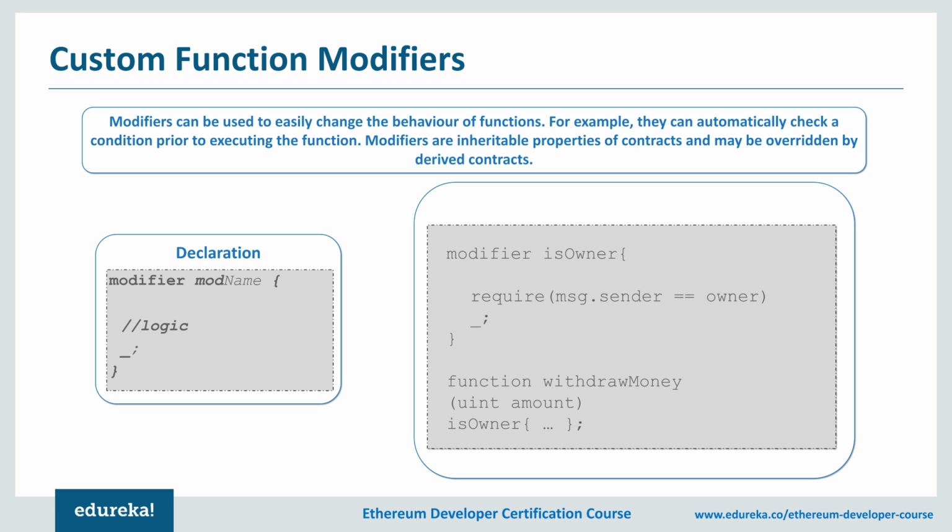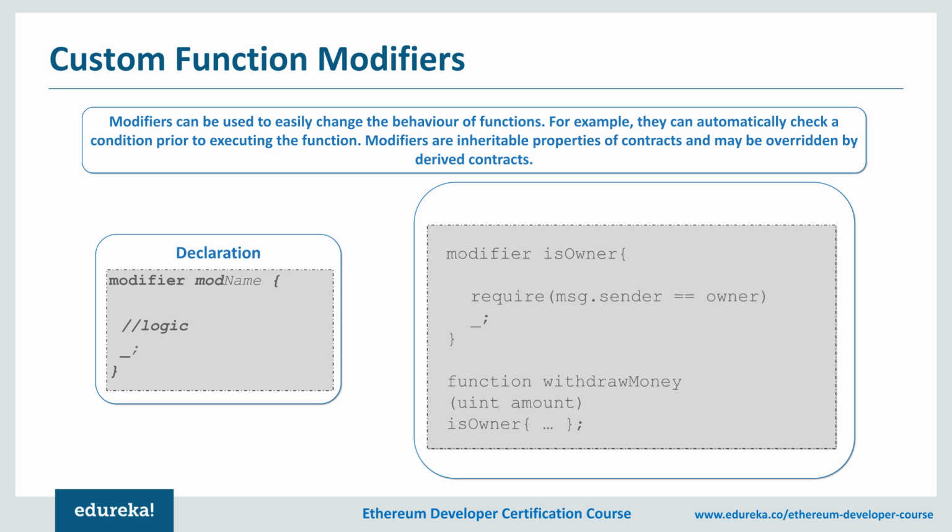So this is the declaration of a normal modifier. So we declare our modifier with the modifier keyword, then we put in the modifier name, and then we put our logic of the modifier. In the end, we have to put this underscore and semicolon to say that the function that the modifier is used on shall be executed only if the modifier condition remains true.